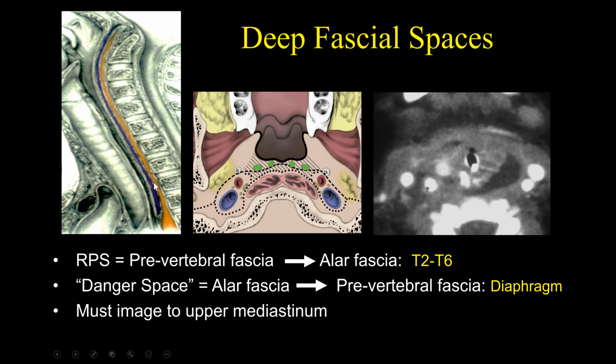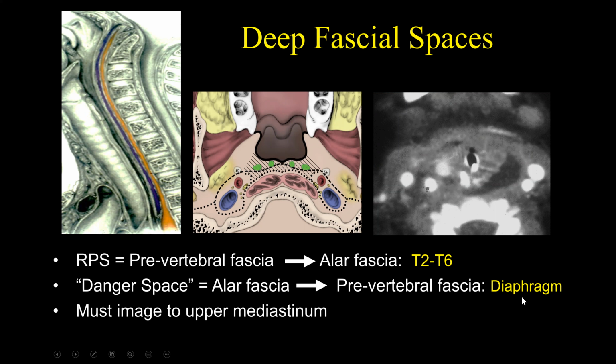On the sagittal images, the purple right here depicts the location of the true retropharyngeal space. We can see the retropharyngeal space extends inferiorly into the upper mediastinum and terminates at approximately between T2 and T6. On the other hand, the space located between the alar fascia and the prevertebral fascia is referred to as the true danger space. This danger space is depicted here in orange, and it extends all the way from the skull base through the neck, through the mediastinum, and through the crura, and it goes through the diaphragm and is continuous with the retroperitoneum.